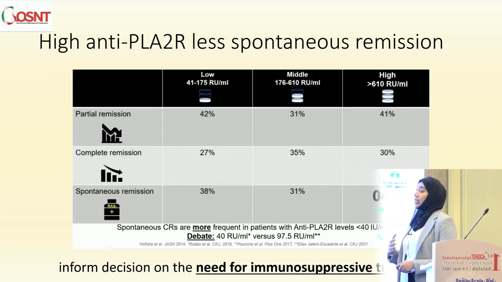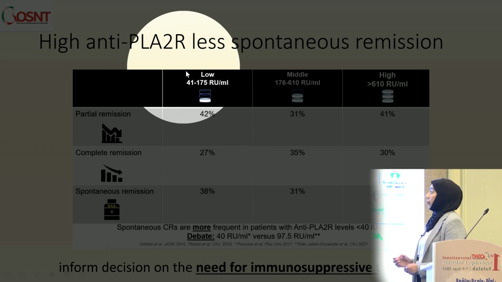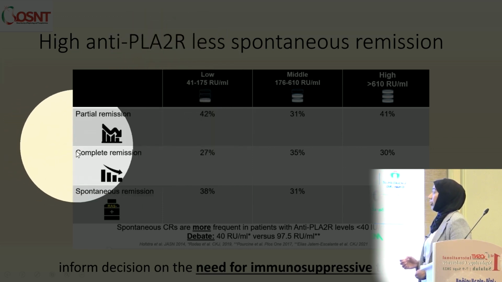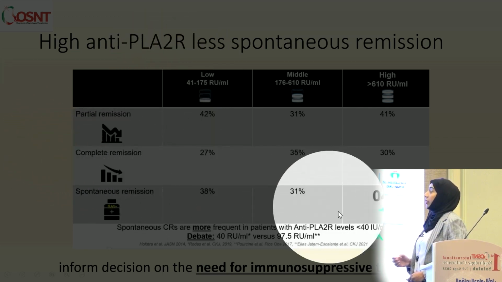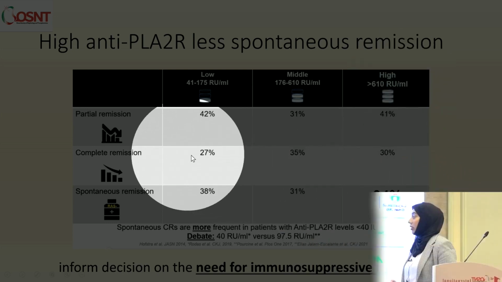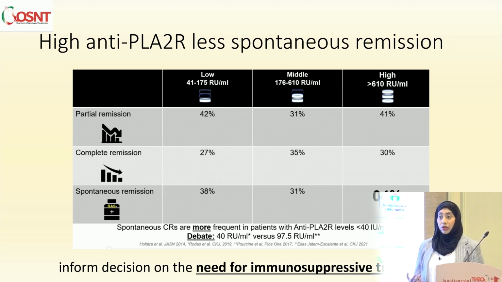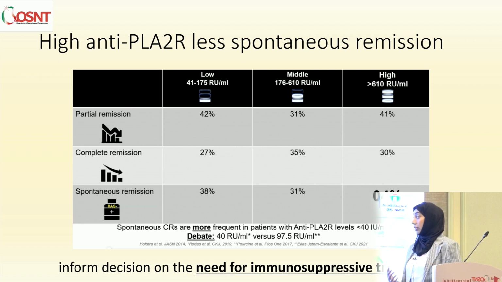And this has been tested in so many studies, and in one study they looked into the level of PLA2 in comparison with partial, complete, or spontaneous remission, and you can see that the higher the level, the less likely the patient will get into remission, and it was statistically significant. But it is still debated what the cutoff value of anti-PLA2R is, so you can classify the patient as high titer or low titer.